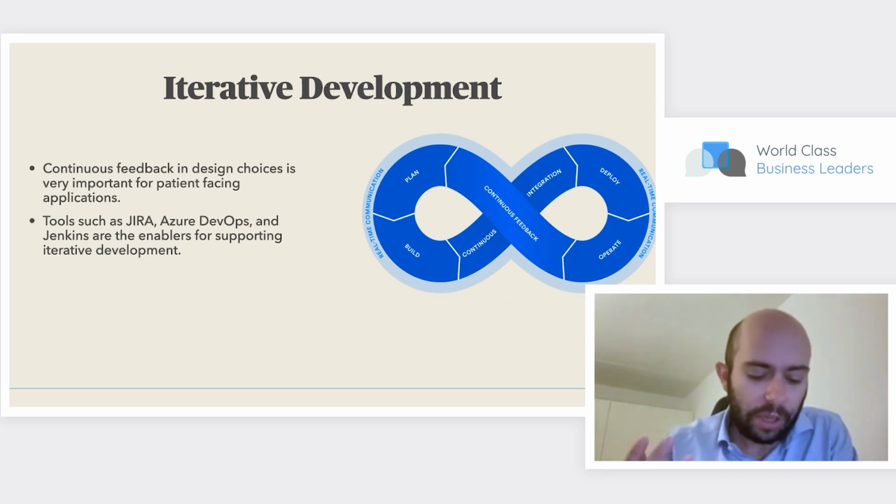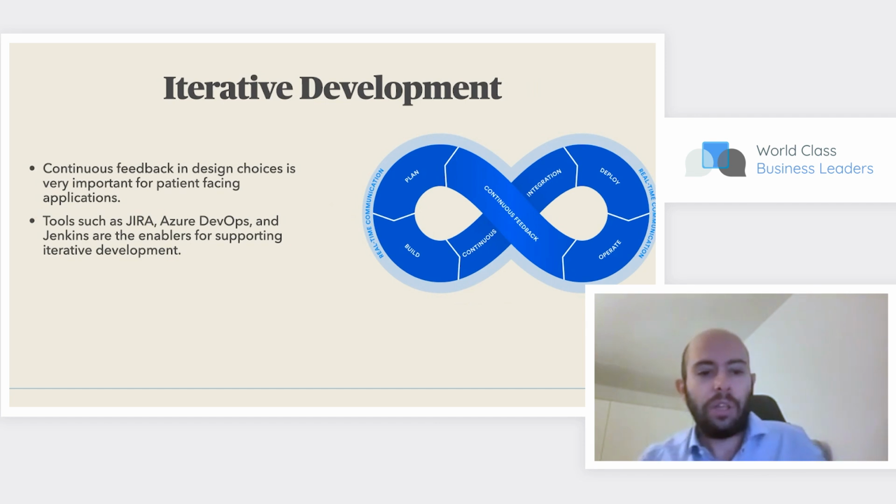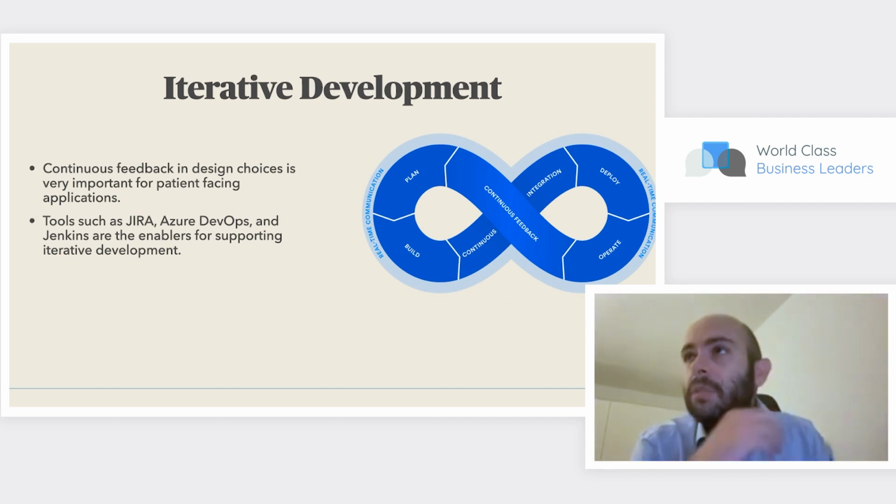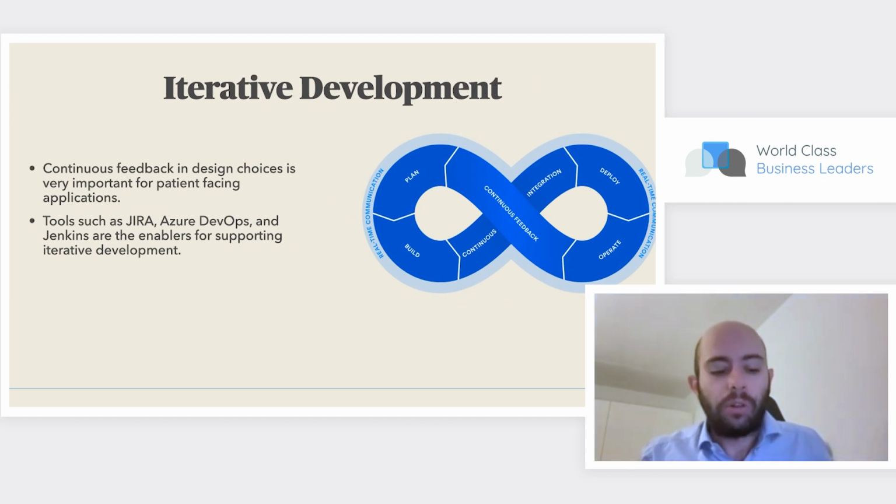So for effective iterative development, you need tools. And that is where Agile creates a bit of overhead in general, because you need tools to be Agile. You need the right tools to be able to adapt to changes. And tools like Jira, Azure DevOps, and Jenkins are just some of the few enablers that you can start working with to support iterative development.